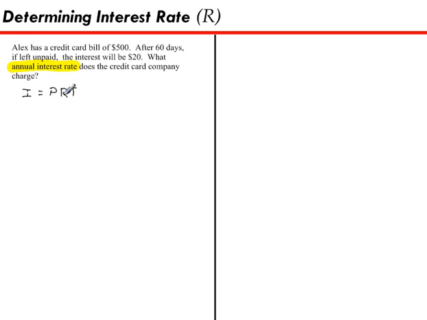We know we're going to solve for R in this question, so we need to find values for I, P, and T. Let's go to step 1 where we'll list our givens. The first number I see in this problem is the bill has $500 on it, and that's before it begins to grow, so that will be our principal. So P is going to be equal to $500.